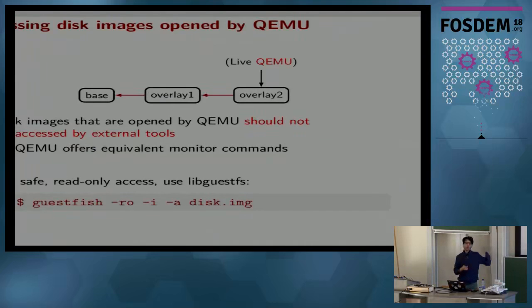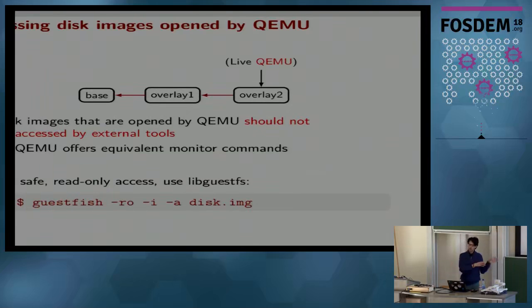Another thing to keep in mind is that when QEMU is already using a disk image, you don't want external processes to access it, potentially corrupting it. To mitigate that, QEMU already offers runtime QMP monitor commands that you can use. For example, if you want to live resize a guest, QEMU offers that, even changing backing files and various other functionality. So you don't want to access the image externally.